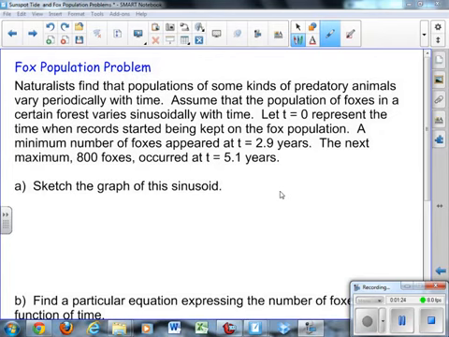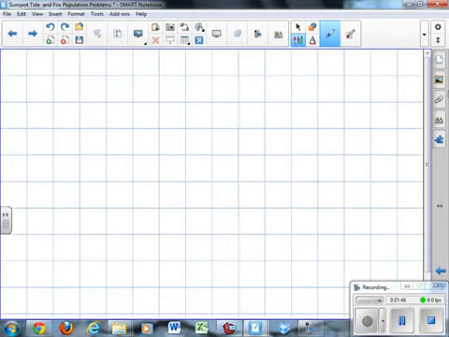And then at 5 years after the first population was recorded, notice that it hit a maximum because it got up to 800 and then started to go down. And assuming that the population varies sinusoidally with time, could we make a graph and write an equation for this population? So if we have a graph here, we're going to say that as time varies, what happens to the population? So time is going to be on the x-axis and fox population on the y-axis.